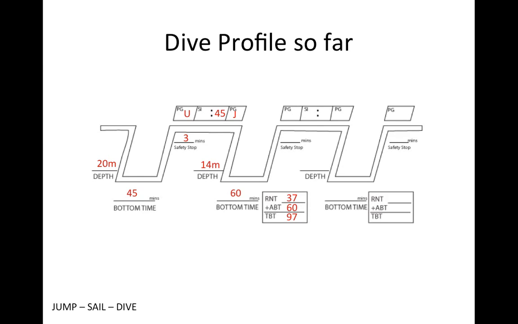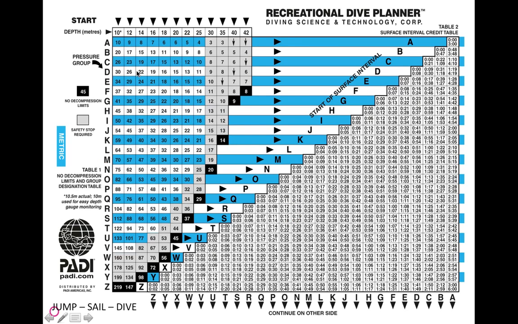So let's go back to table 1, and we're doing a 14-meter dive. And remember, we are diving for 60 minutes. However, our total bottom time, so that's including our residual nitrogen time, takes us to 97 minutes. So we scroll down and look for the nearest to 97, and we see that we have 87, 92, 98. So 98 is the closest to 97, so we round up, always round up to 98. Then we look across left or right, and we see that we have a pressure group of Y.